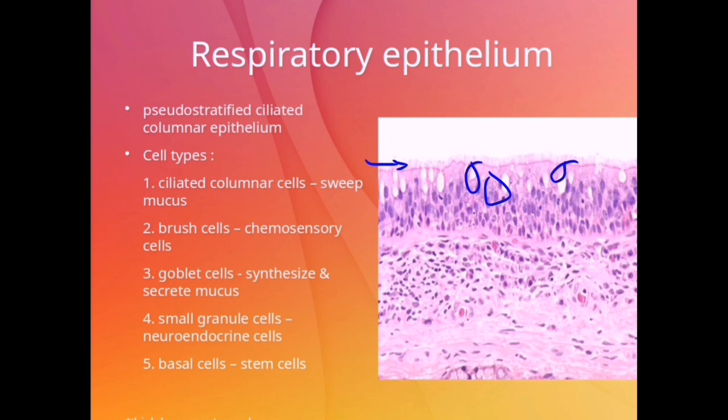Then we have the small granule cells and the basal cells. The basal cells are stem cells. They are mainly located near the basement membrane. And the small granule cells are neuroendocrine cells. They are members of the diffuse neuroendocrine system. The small granule cells are found within the respiratory epithelium and also within the epithelium of the GIT, because during development, both the GIT and the respiratory system stem from the same branch, which is the foregut.